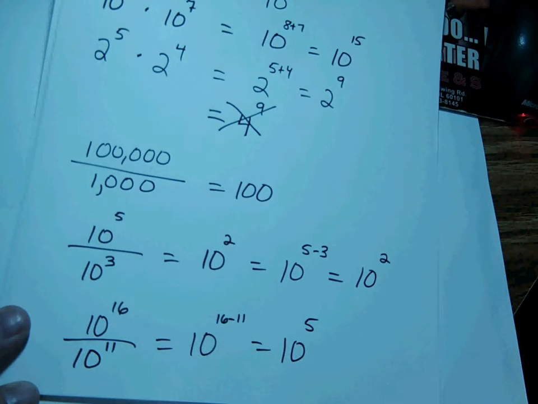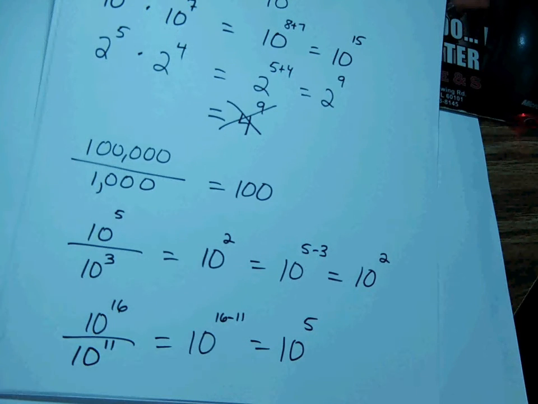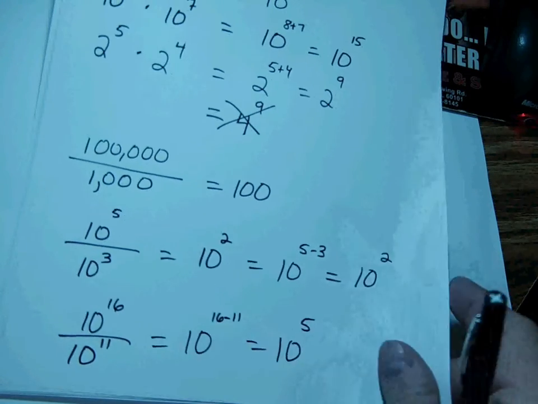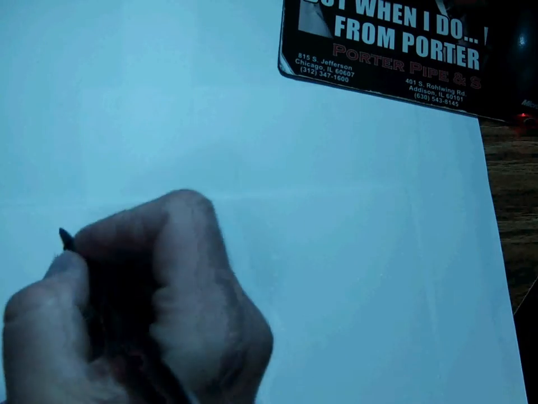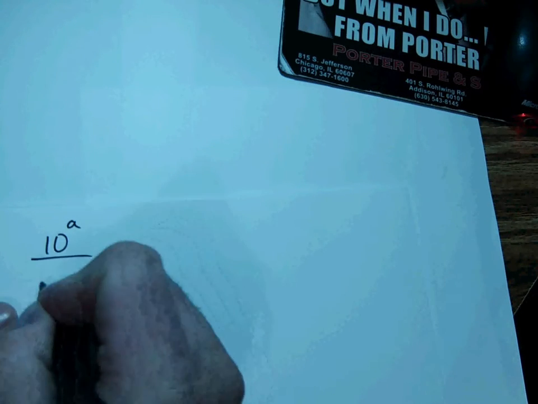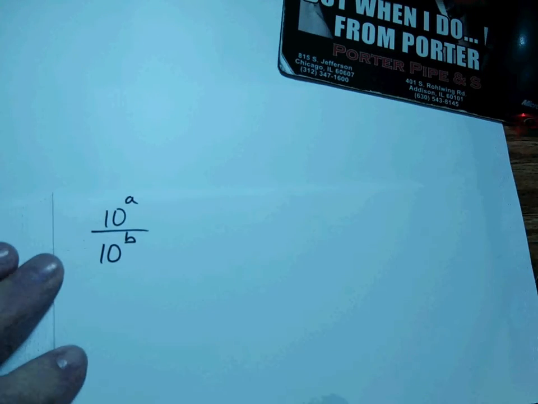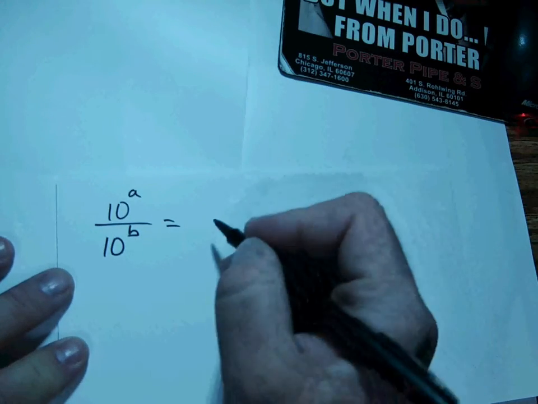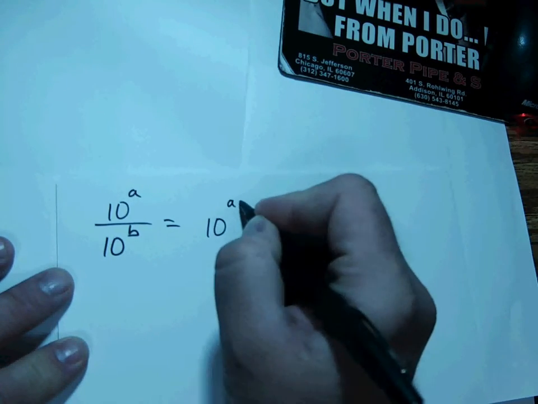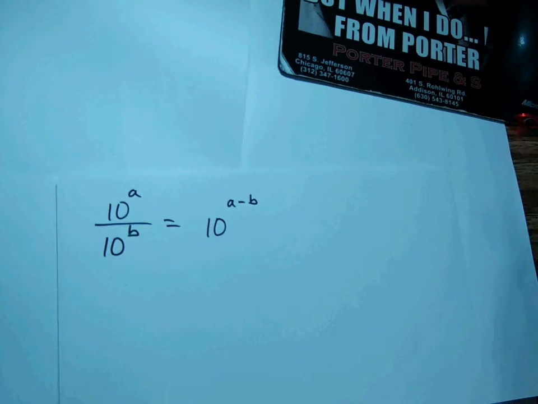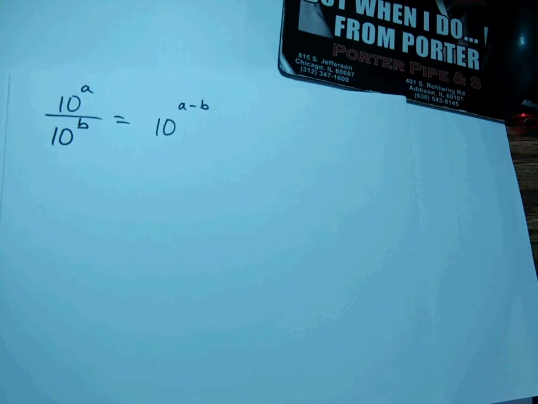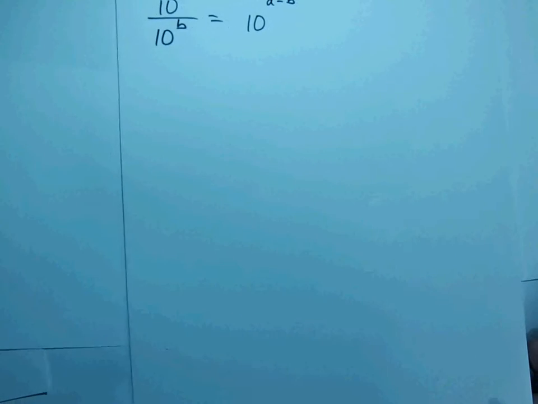All right? That's how easy it is with dividing these exponents. Okay, so if I want to present it a little more generically, I'll say I'm going to have some 10 to the power A divided by that same 10 to the power B. Well, that's going to equal that same 10 to the power of A minus B. All right? All good there?